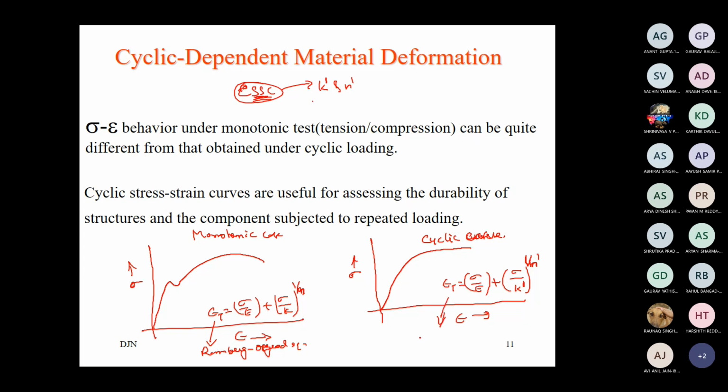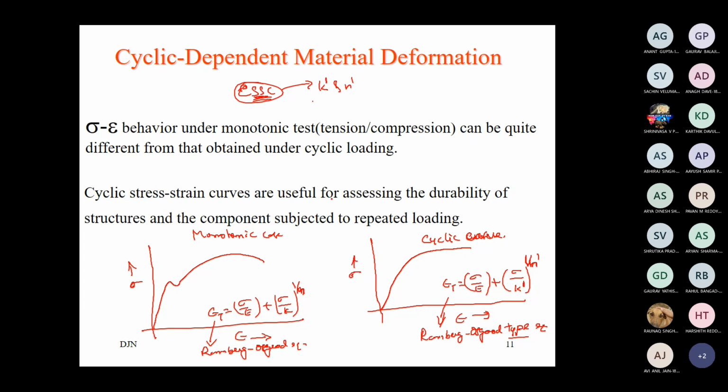This equation is now the Ramberg-Osgood type of equation. Remember this word. The type means we are telling that the CSSC curve also has a similar relation, not the same relation, as that obtained for a monotonic curve by Ramberg and Osgood. Therefore, it is written Ramberg and Osgood type of equation. It is not called the Ramberg-Osgood equation in the CSSC curve.